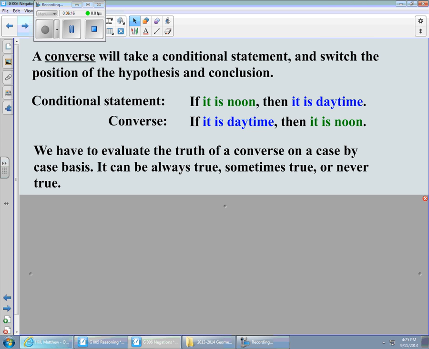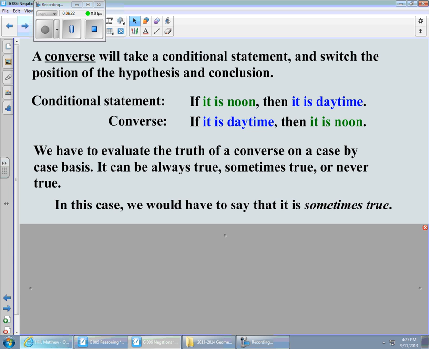So we can see instances where this statement is not true. We can see instances where it is true. So in this case, this converse, we would state that it is sometimes true. Okay? Don't think that all converses are going to be sometimes true. It simply has to do with what the original statement is talking about. In this case, sometimes this is the truth.